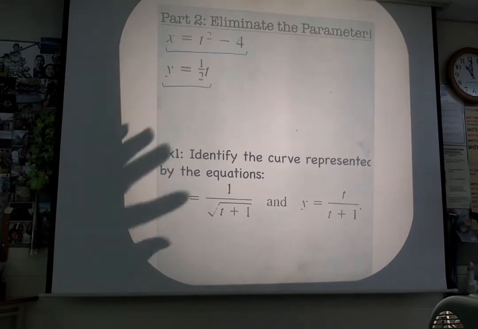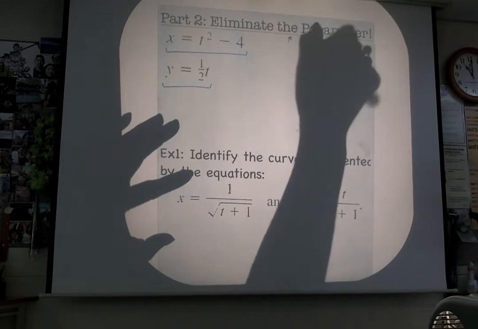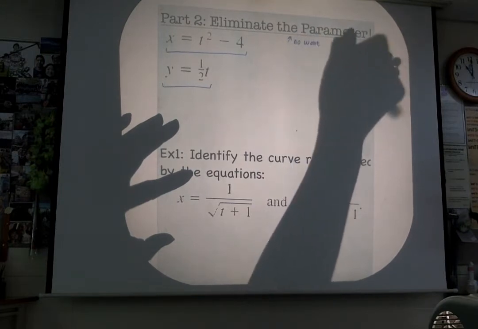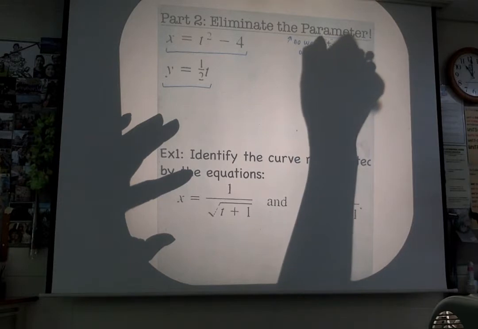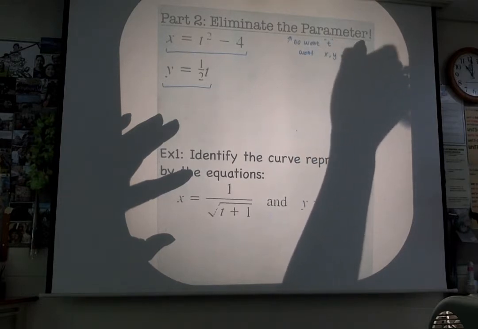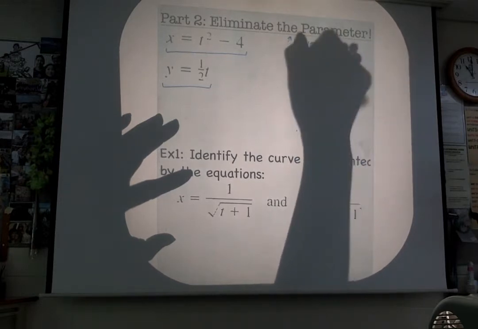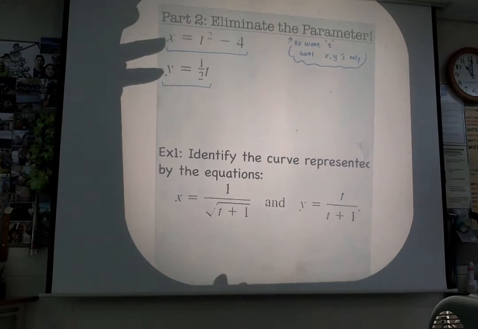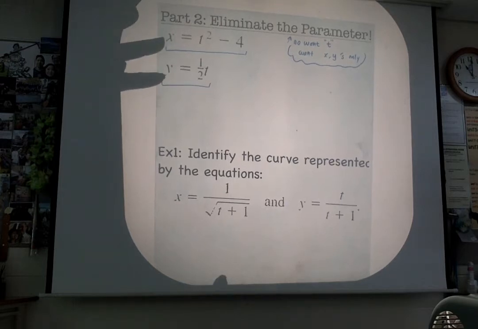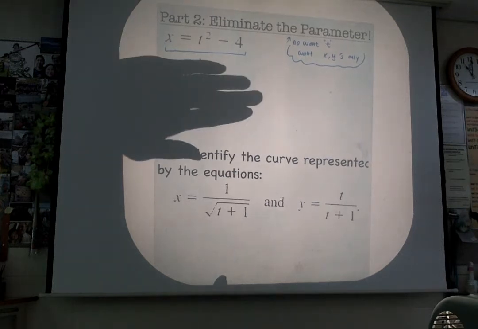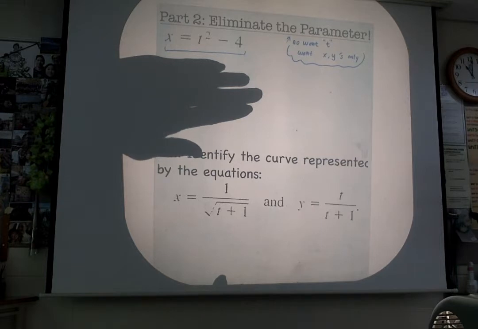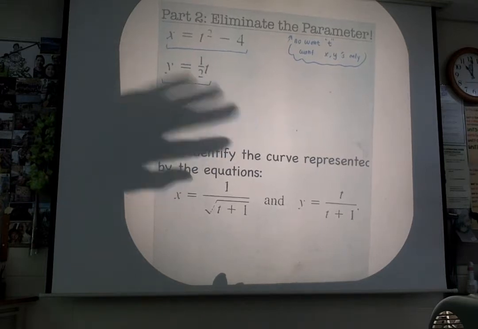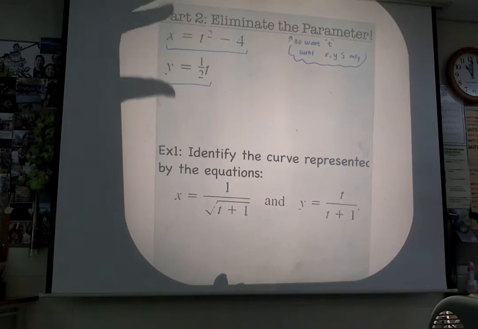So eliminate the parameter means we don't want t. We want x's and y's only. So keep that in mind, okay? All right, let's do it this way. Do you even know what the shape of this graph looks like? Can you imagine it? If I showed you this, maybe you're going to say it's a parabola because it's a square. But is that true for parametric? How about here, this one's linear? So they're separate? But we're combining them together.